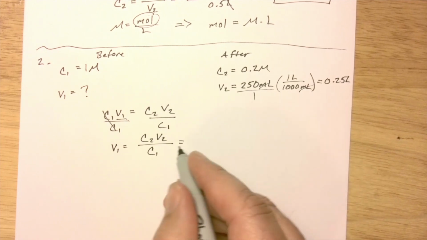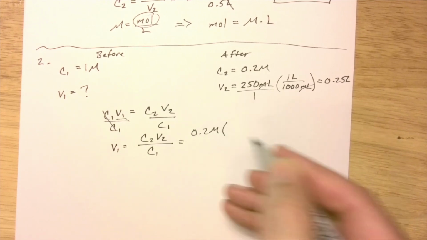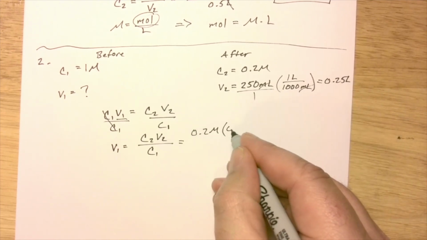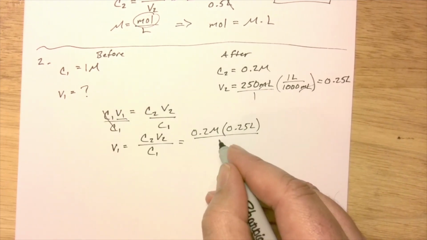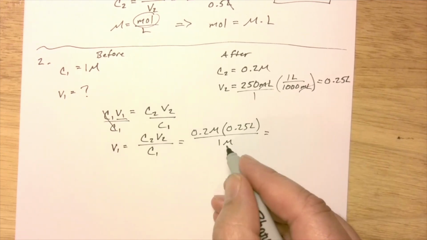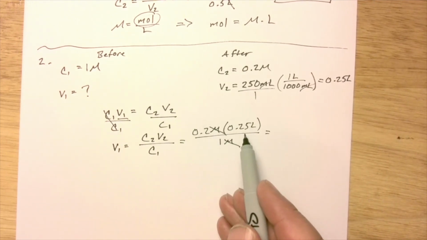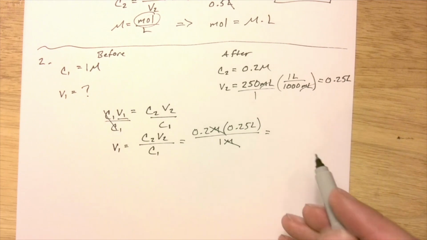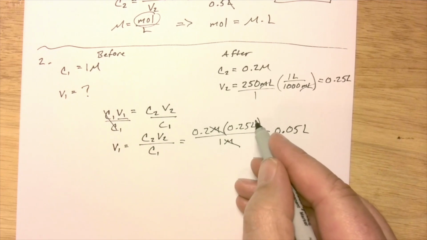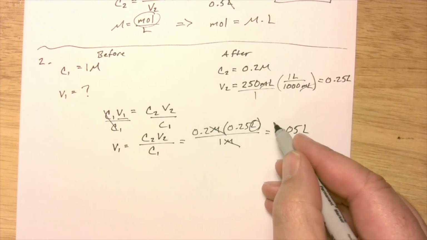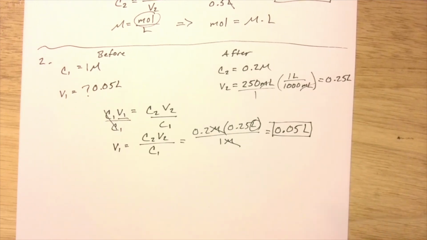Now if you plug in the numbers, C2 is 0.2 molar, V2 is 0.25 liters, C1 is 1 molar. So if you look at the units, molarities will cancel out. So you're going to take 0.2 times 0.25 all over 1, end up getting 0.05 liters. So the unit left over here is liters, therefore the answer here is liters as well. So you have 0.05 liters.